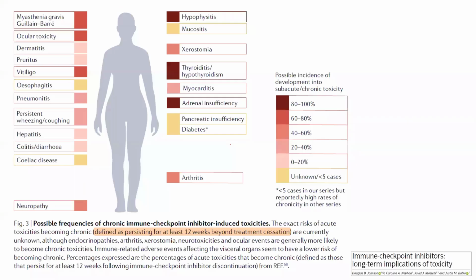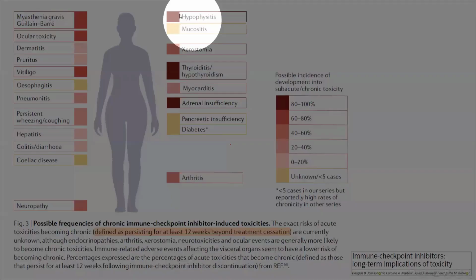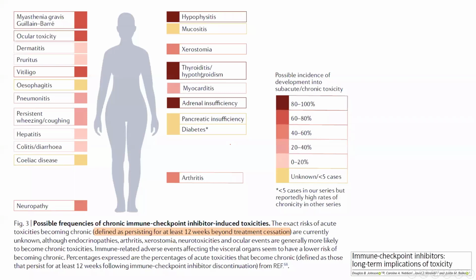And actually, this is a very important slide which demonstrates the most common side effects of checkpoint inhibitors. And please look for this one. The most common, which is presented in about 80 to 100% of the patients, is hypophysitis, thyroiditis and hypothyroidism, and adrenal insufficiency. Other side effects like myasthenia gravis, ocular toxicity, dermatitis, pruritus, vitiligo are not common side effects. The most common are hypophysitis, thyroiditis, hypothyroidism, and adrenal insufficiency.